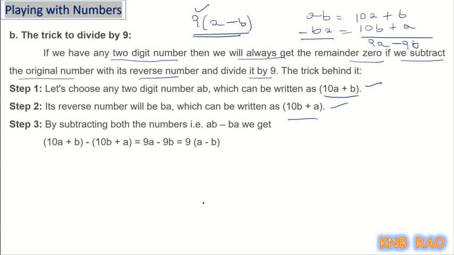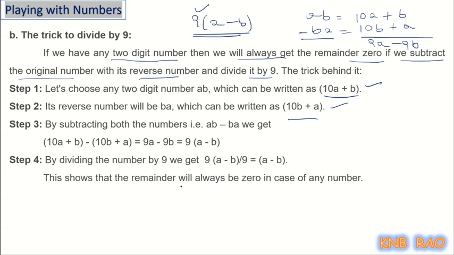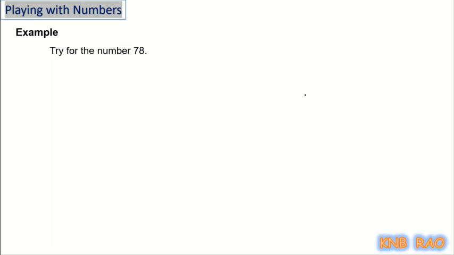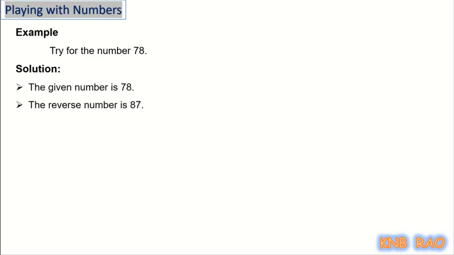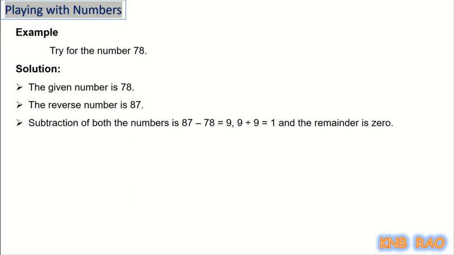So, we know that their difference is 9 times (A minus B), and that 9 times (A minus B) is divisible by 9 and gives the quotient A minus B, and this shows that the remainder will always be 0 in the case of any number. So, we will check with 78 only. The given number is 78 and the reverse of the number is 87, and their difference is 9, and 9 is divisible by 9, where 1 is the difference between these two digits. Okay, the remainder is 0 only.